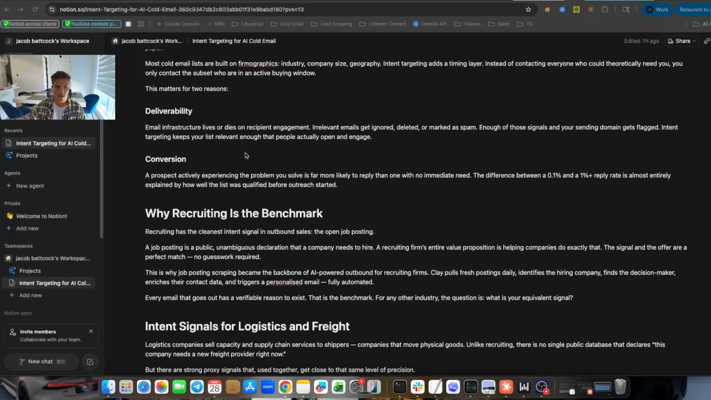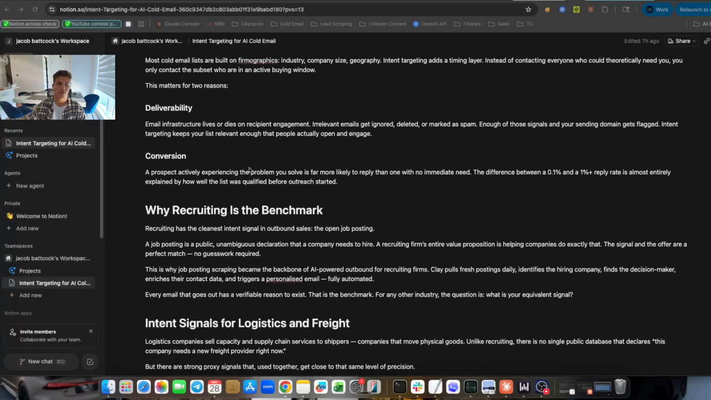So intent targeting keeps your list relevant enough so that people actually open and engage. The reality is every single lead in your list is somebody that is showing an intent signal. So there isn't going to be anybody on your lead list that receives your email and thinks, this doesn't matter to me. The other reason is conversion.